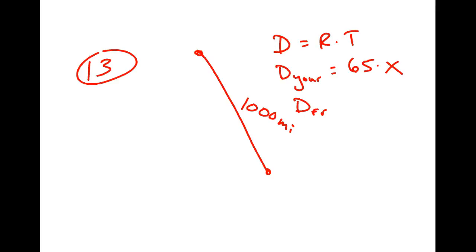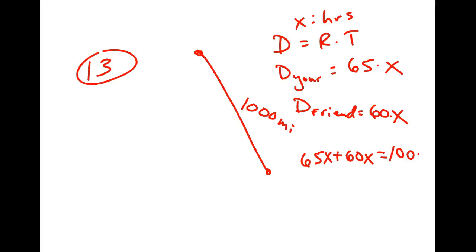Your friend's distance, their friend goes a little slower, is 60x. Hopefully it makes sense that if you put your two distances together, these are your distances traveled, x is the hours you drive, that it has to equal the 1,000. So you get 125x equals 1,000. Divide by 125, you get 8. So you both have to drive 8 hours.